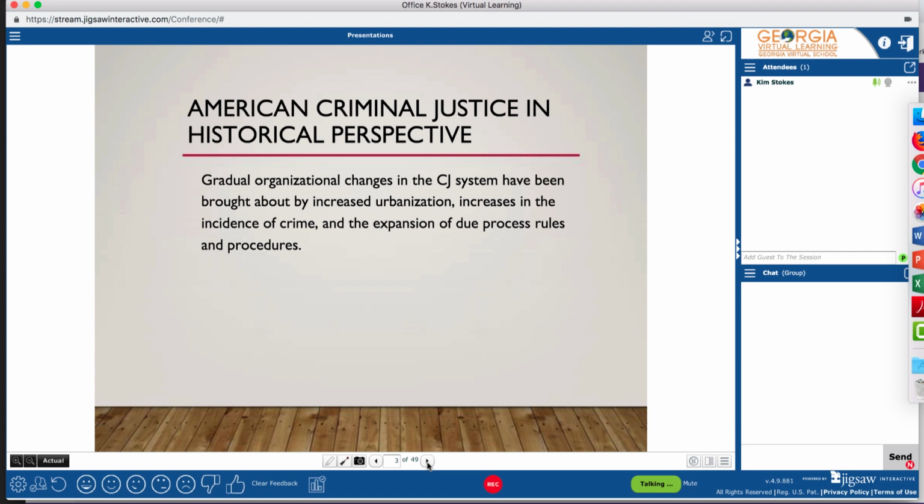So the American criminal justice system has made gradual organizational changes driven by increased urbanization, increases in incidences of crime, and the expansion of due process, rules, and procedures.